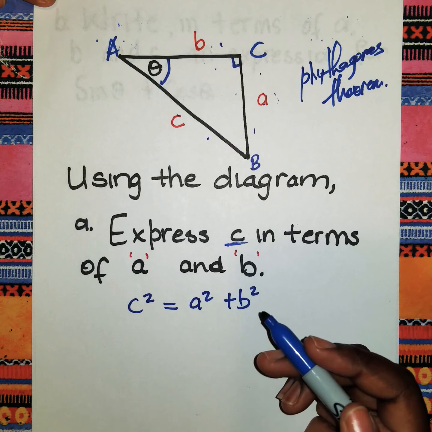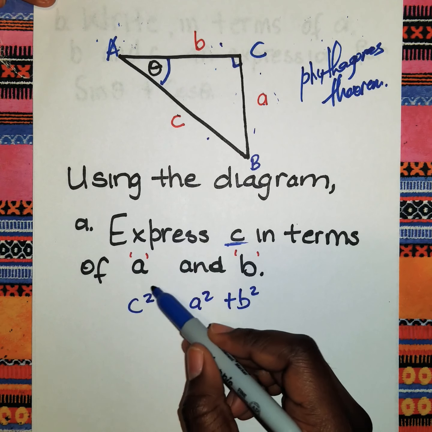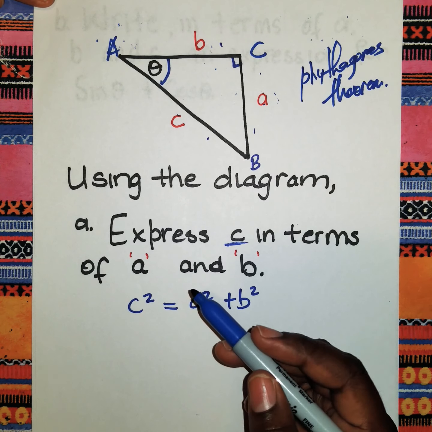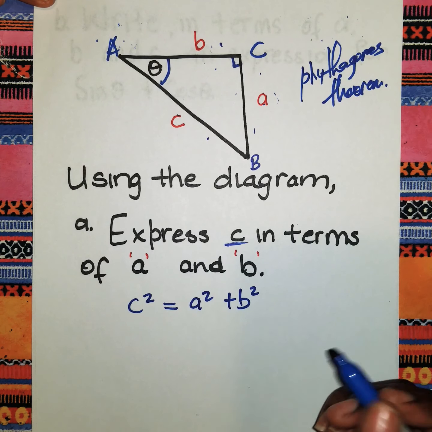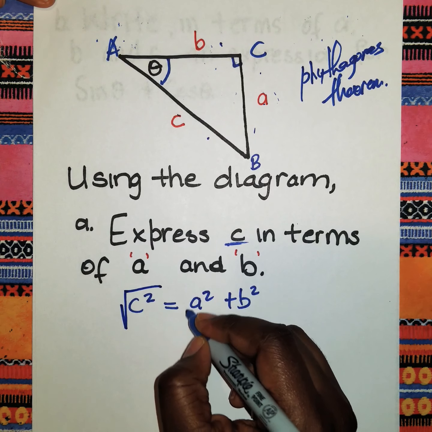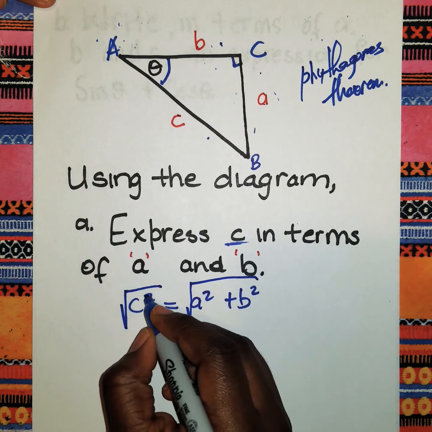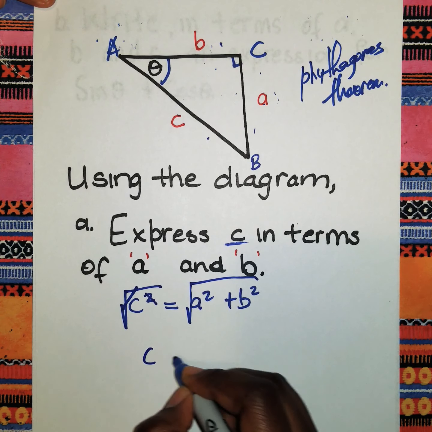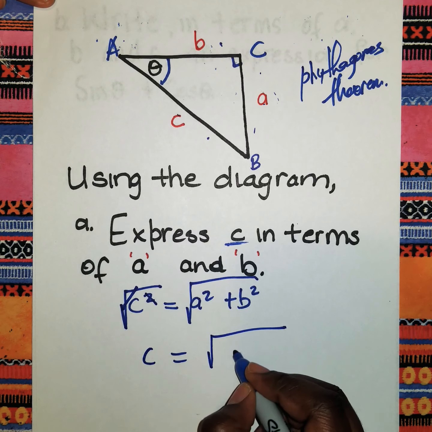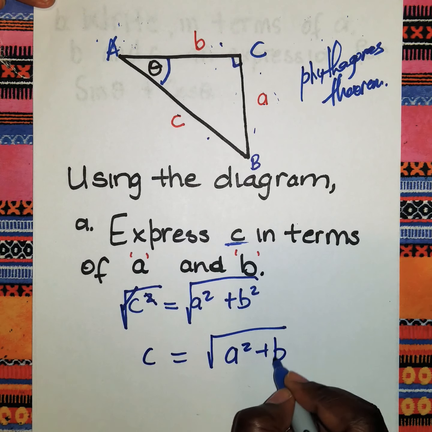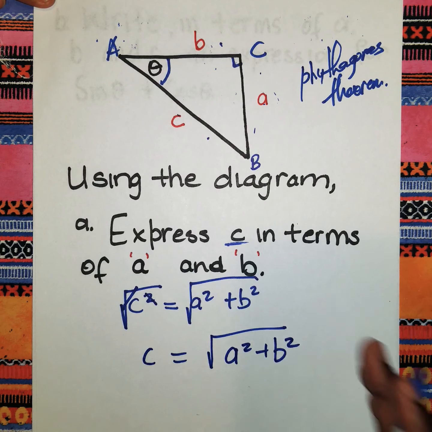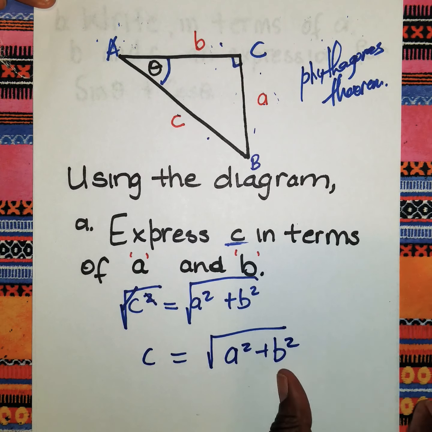So what we have to do here is to cancel the square, which is to find the square root of both sides. So find the square root of this side and this side. So the square cancels the square root. So C is equal to the square root of A squared plus B squared. All right, and there you go for your answer.